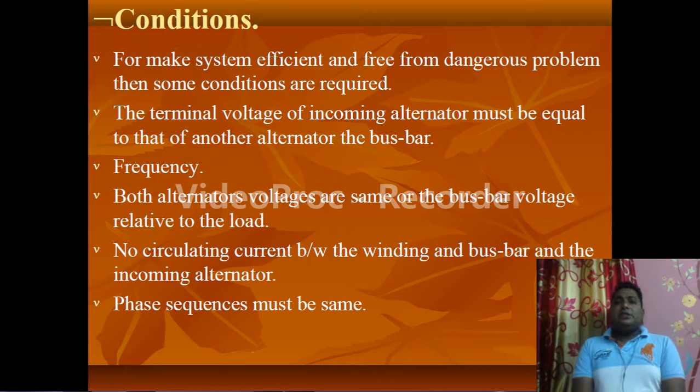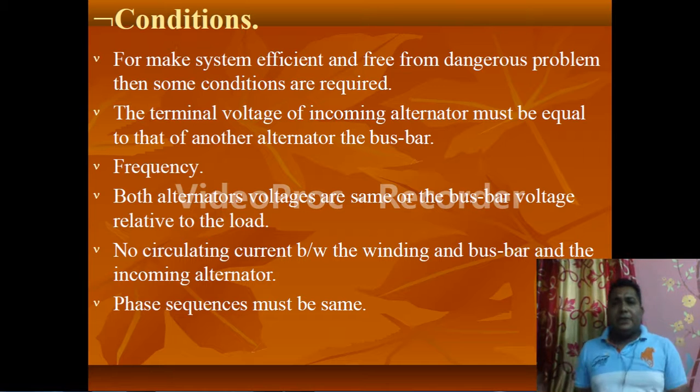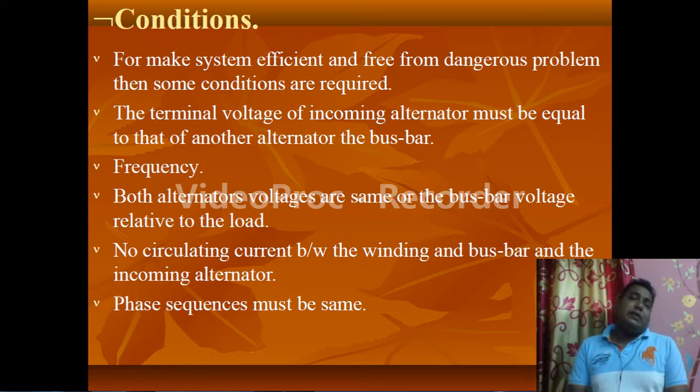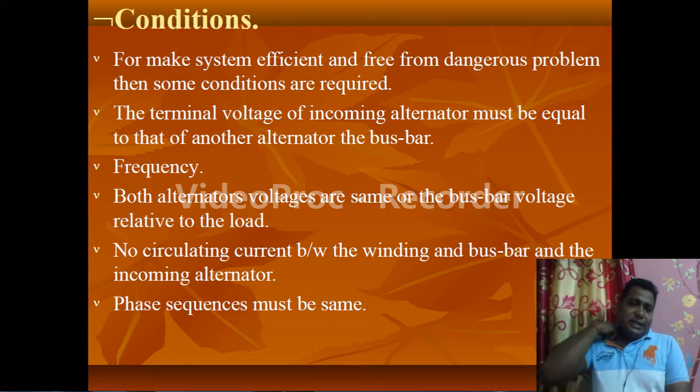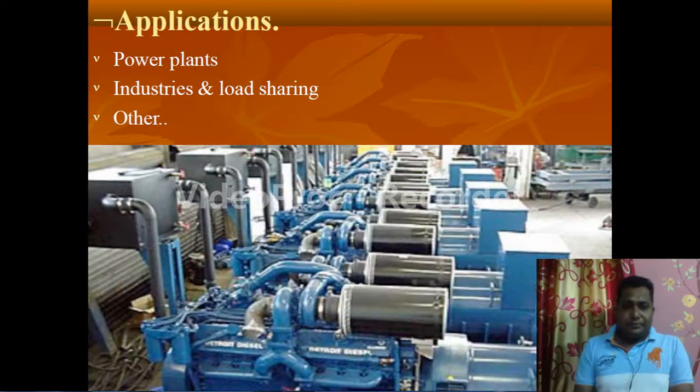Okay, the phase sequence must be the same. That means A phase should connect with A phase, B phase with B phase, and C phase with C phase. One cannot be in the positive half and the other in the negative half. That is not possible. So we have to check the phase sequence, and then connect. So these are the main things for parallel operation.